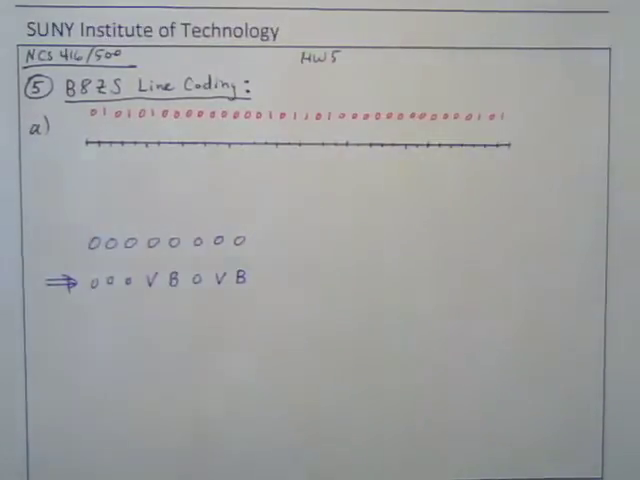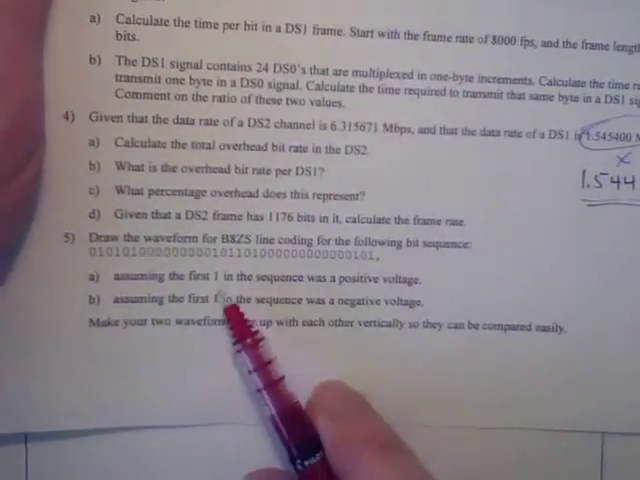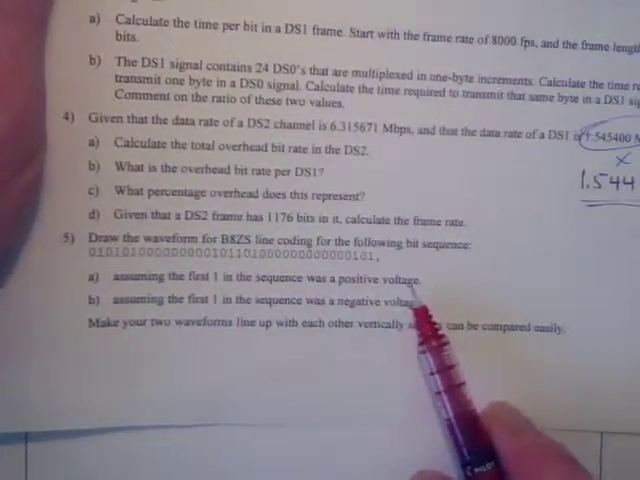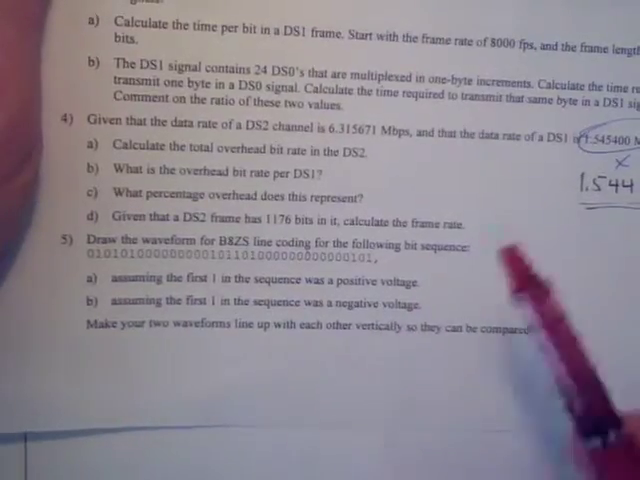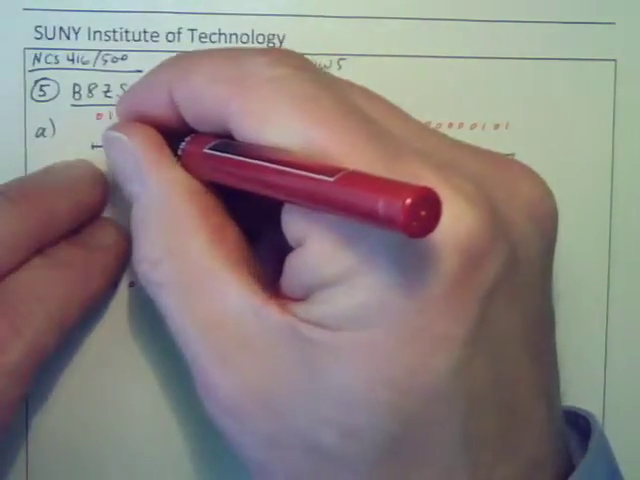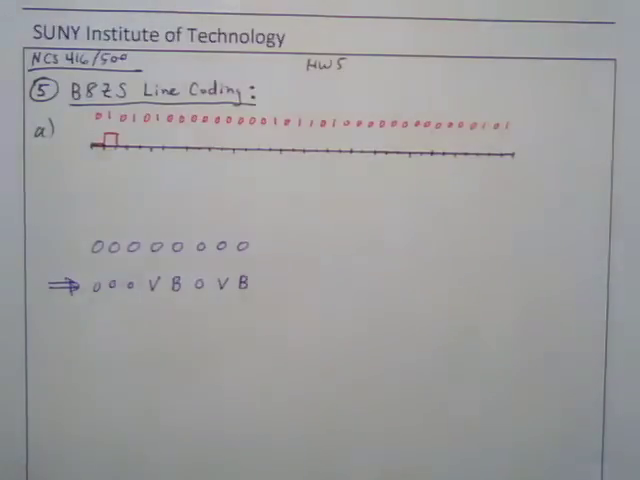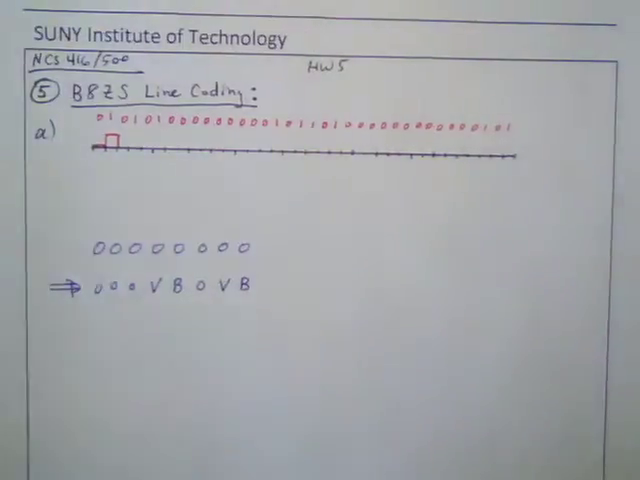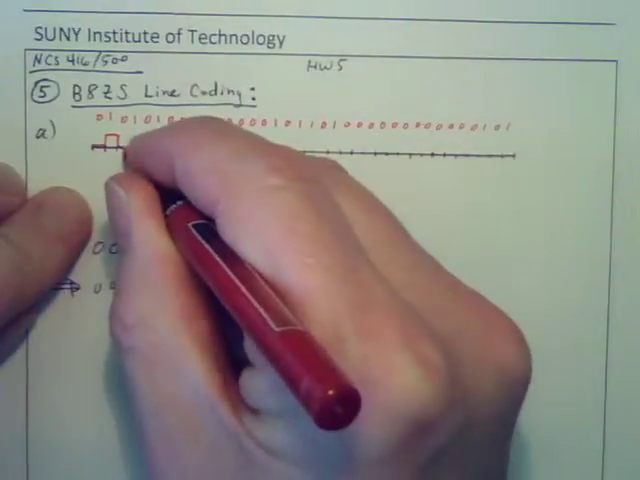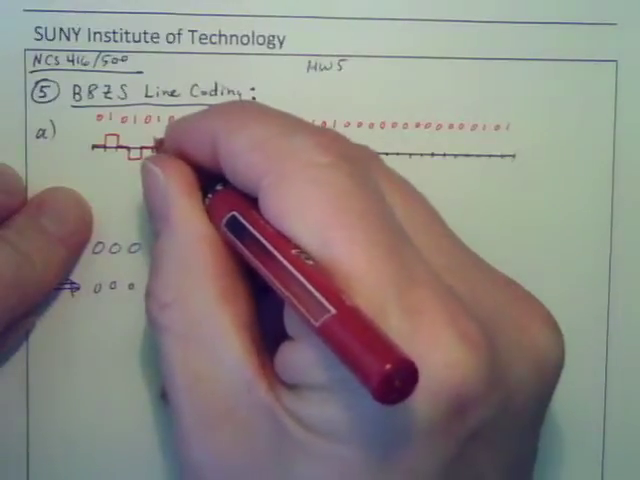What I'm going to do is, for part A, assume that the first 1 in the sequence has a positive voltage. And that'll get me started on my alternating plus minus sequence. So the first 1 is going to have a positive voltage. And then I have 0 for zeros. Is that right? 0 is a 0, and a 1 is alternating plus and minus. So I have a 0, then I have a negative, then a 0, then a positive.